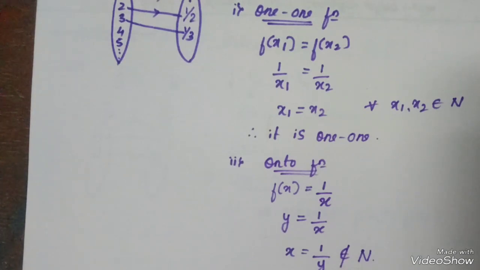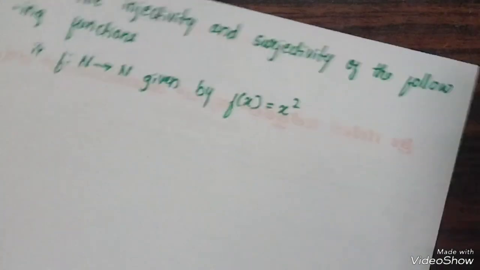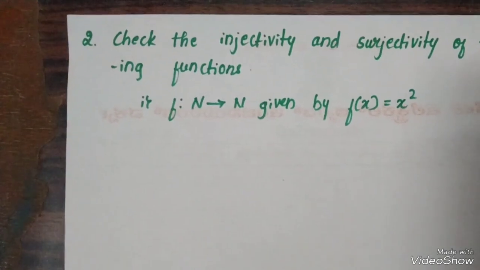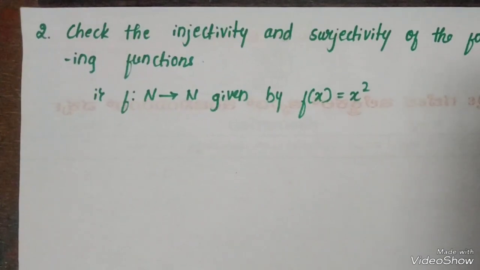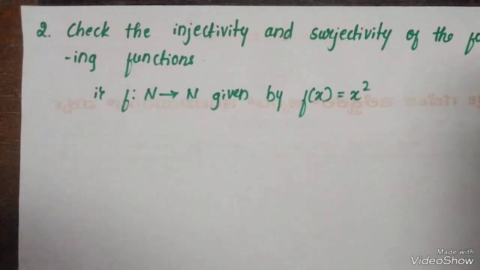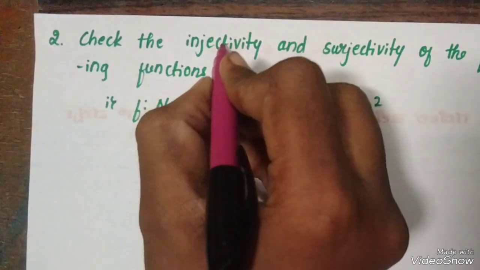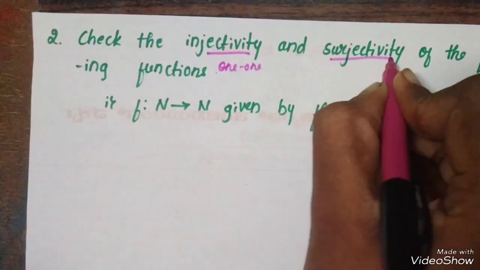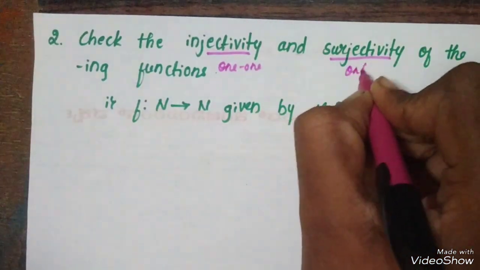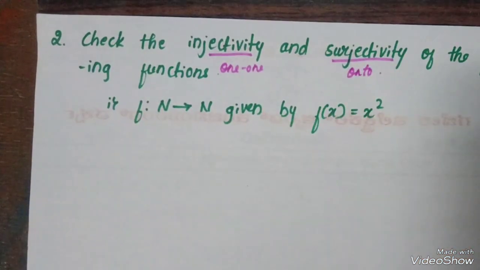Now we have to solve the next question. Question number 2. Check the injectivity and surjectivity. Already we have discussed this while defining the definitions. Injective means 1-1. Surjective means onto. We remember this.